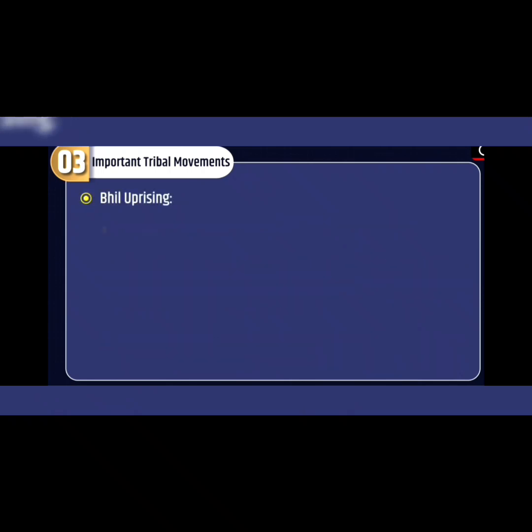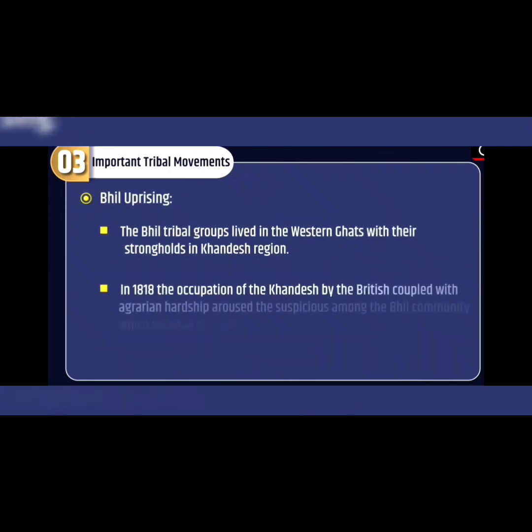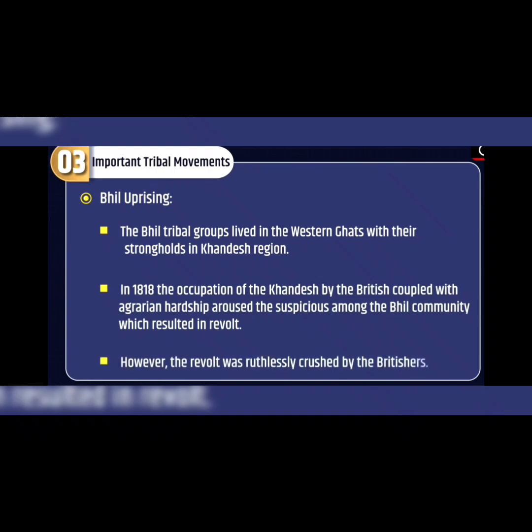Bhil Uprising. The Bhil tribal groups lived in the Western Ghats with their strongholds in the Khandesh region. In 1818, the occupation of Khandesh by the British, coupled with agrarian hardship, aroused suspicion among the Bhil community, which resulted in revolt. However, the revolt was ruthlessly crushed by the Britishers.